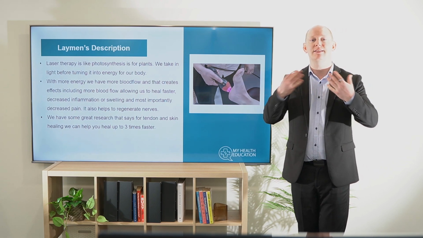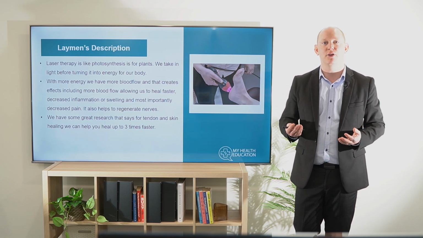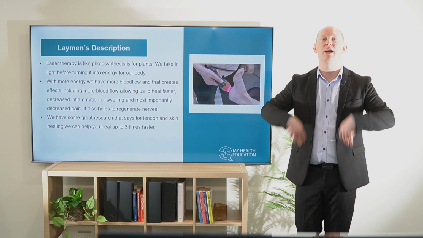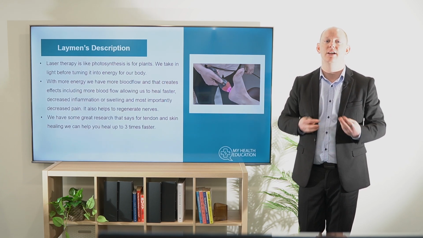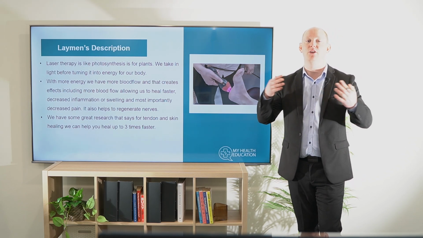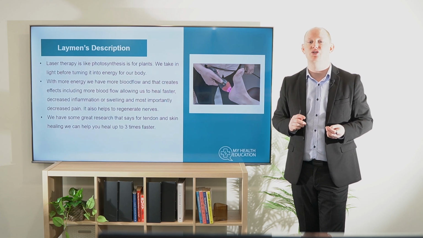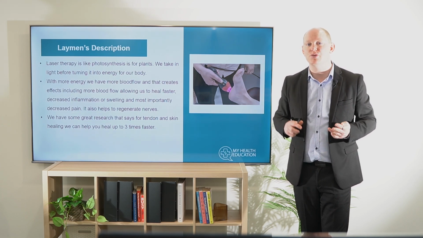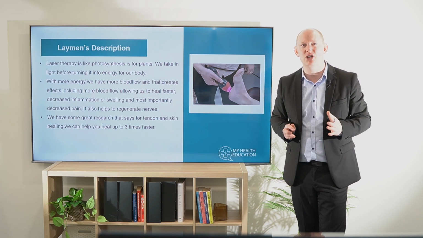And so you can then start saying, okay, well, light therapy, laser therapy, PBMT is like photosynthesis is for plants. We take in light and then turn that into energy for our bodies. And with that increased energy, we have more blood flow, and that creates effects including increased blood flow to heal us faster, decrease the inflammation and swelling, and most importantly, decrease your pain. But it also helps regenerate nerves. And this is the type of conversation that I'll have with my patients.